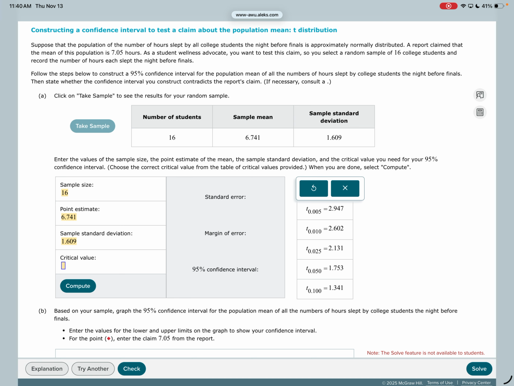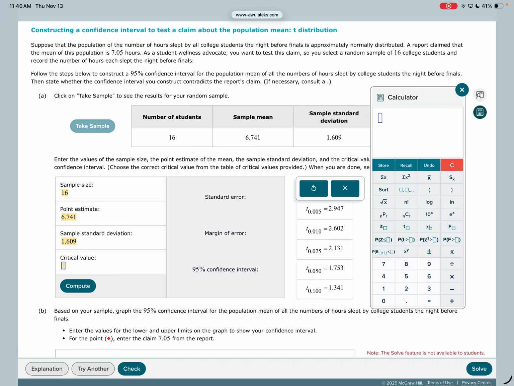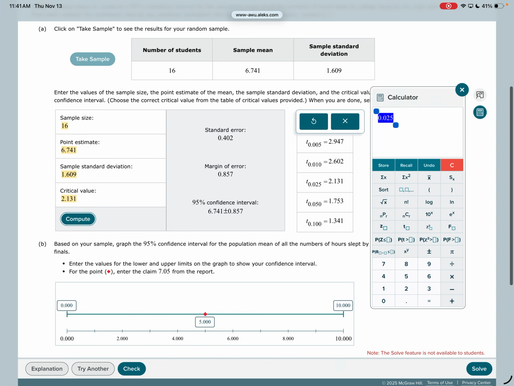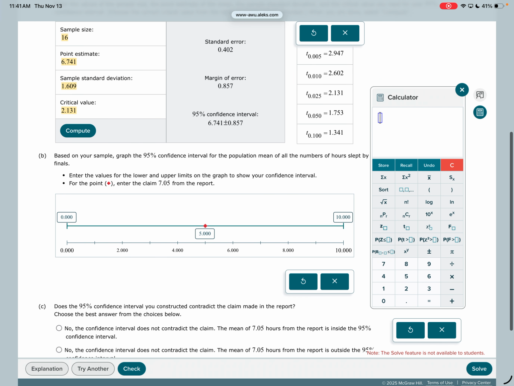This is like the hardest part on these problems. 2.131. Yes, if you forget, there's 95% on the inside, so there is 5% on the outside. Divide it by the two tails, 0.025. Okay, so that is 2.131. Yeah, this really is nothing different than what we've been doing, but we can finish this problem real quick. Might as well do them all.